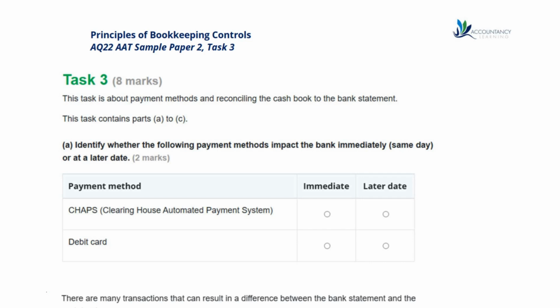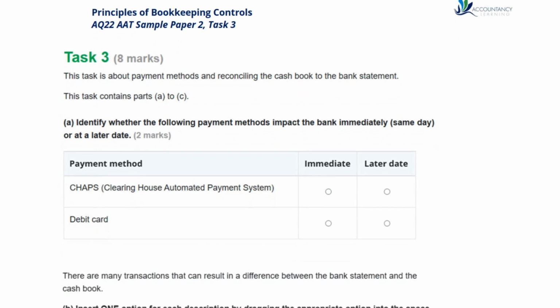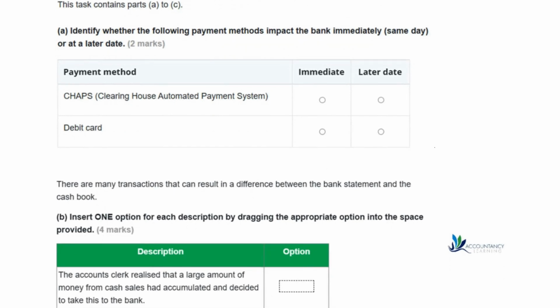I'm Sarah, and in this video I'll take you through the Principles of Bookkeeping Controls, Sample Paper 2, Task 3. This one is all about payment methods and reconciling the cash book to the bank statement. Part A asks us to identify whether the following payment methods impact the bank immediately. By that they mean the same day, or whether it happens at a later date. So we've got CHAPS, which is the Clearinghouse Automated Payment System, and we've got a debit card.